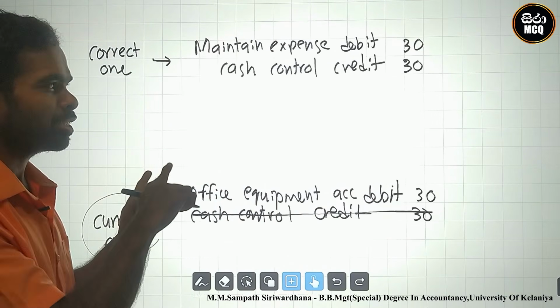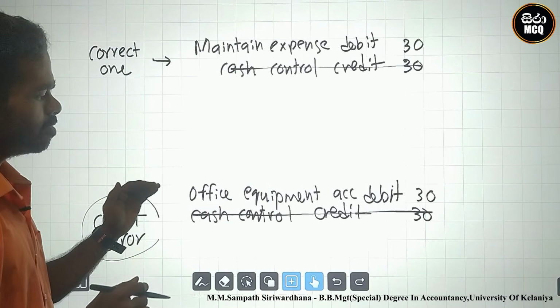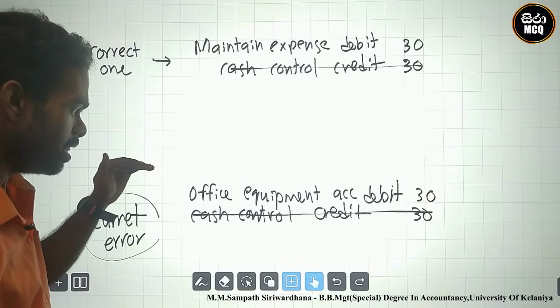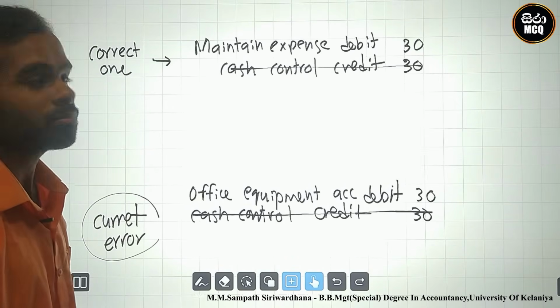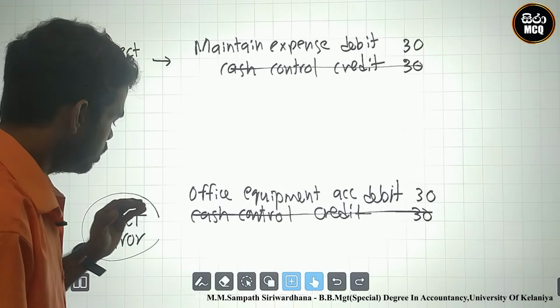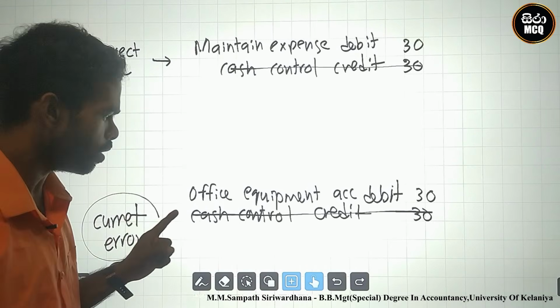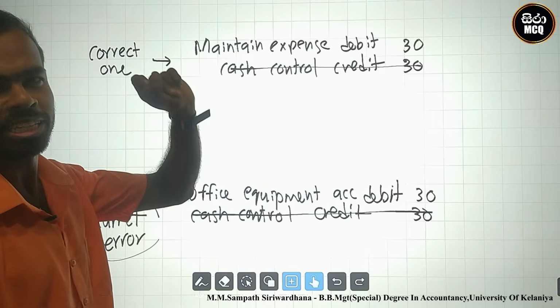The correct entry for cash control is credit. This one is the same. What is this one? We cannot cut it. This is the office equipment account. Currently, maintain expense is the correct one. What is the error one? The wrong one, the wrong person, is office equipment. The correct person is maintain expense.